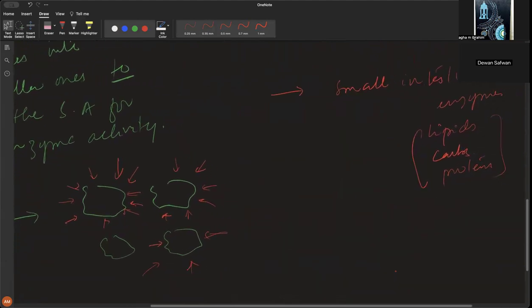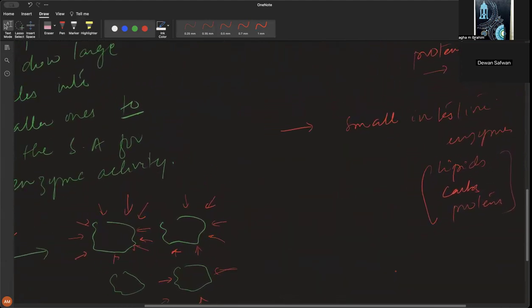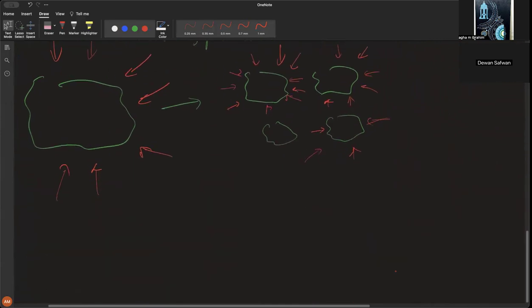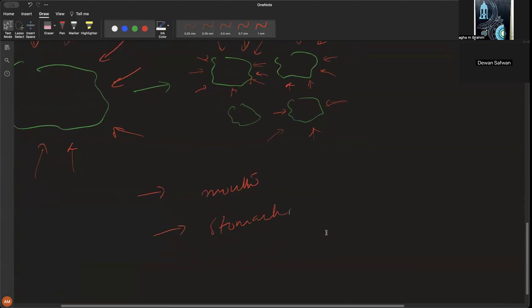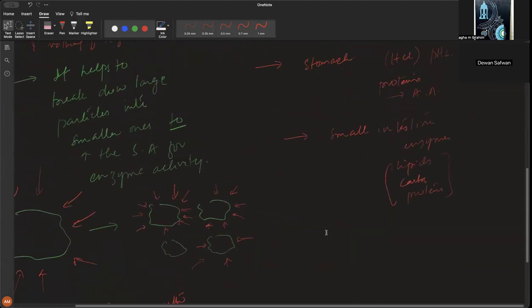This mechanical digestion that we talk about, also the places where this mechanical digestion takes place, you can write them down: mouth and stomach. The stomach also churns up, mechanically breaks substances. Is this clear?